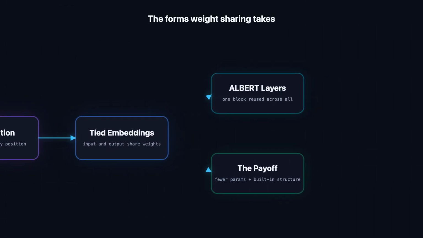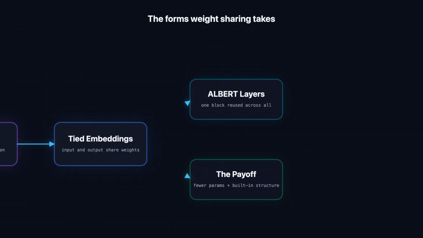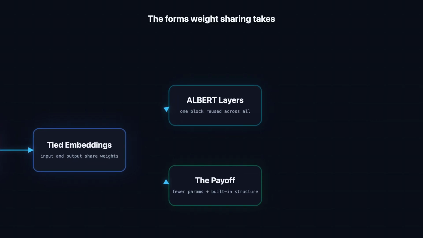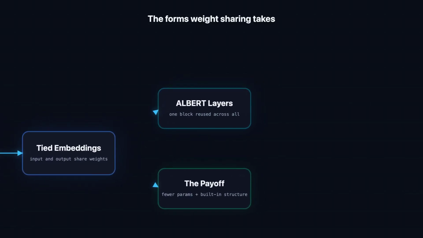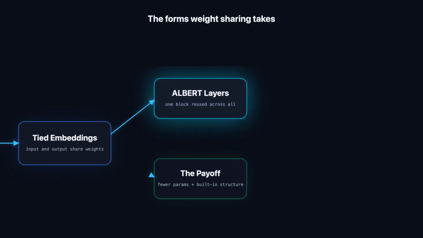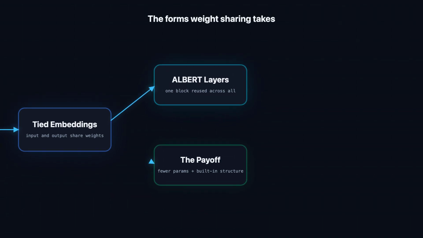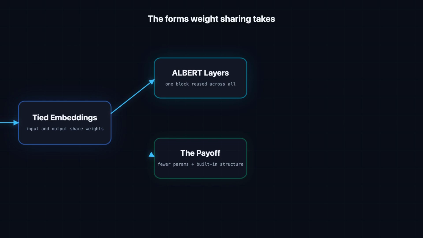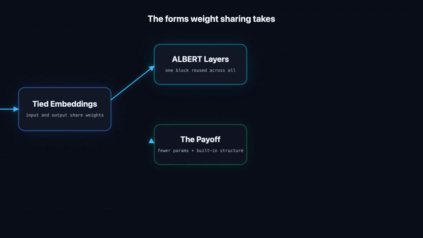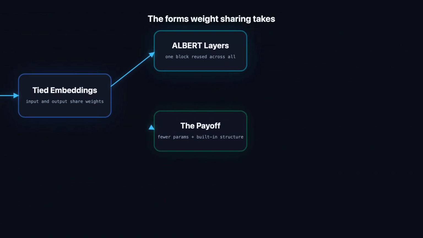In transformers, a common form ties the input embedding to the output projection. The matrix that turns tokens into vectors and the one that turns vectors back into token probabilities become a single shared set of weights, which saves a big chunk of parameters and often improves quality. ALBERT takes it further, reusing the very same transformer block weights across all of its layers. A model that looks a dozen layers deep carries the parameter count of just one block, which shrinks it dramatically while still stacking that same computation over and over again to build up depth.